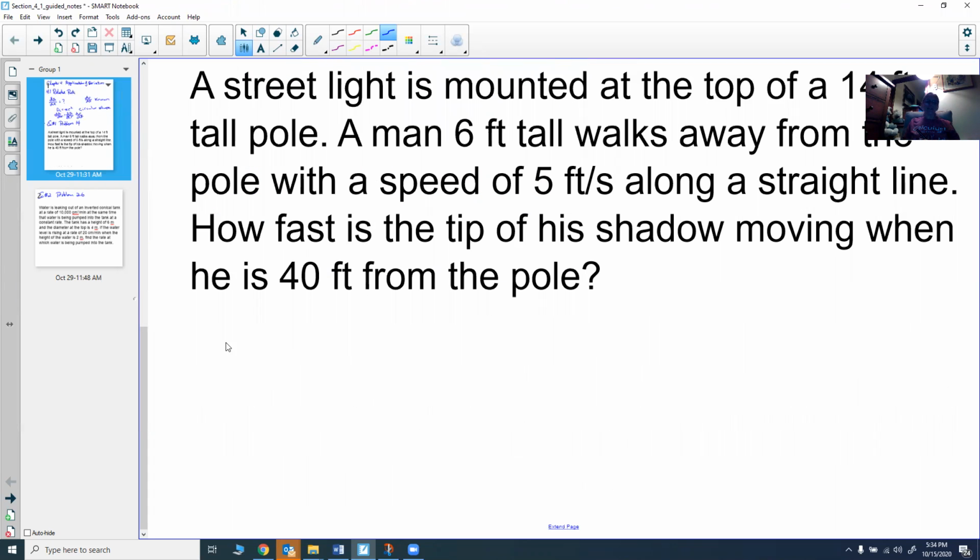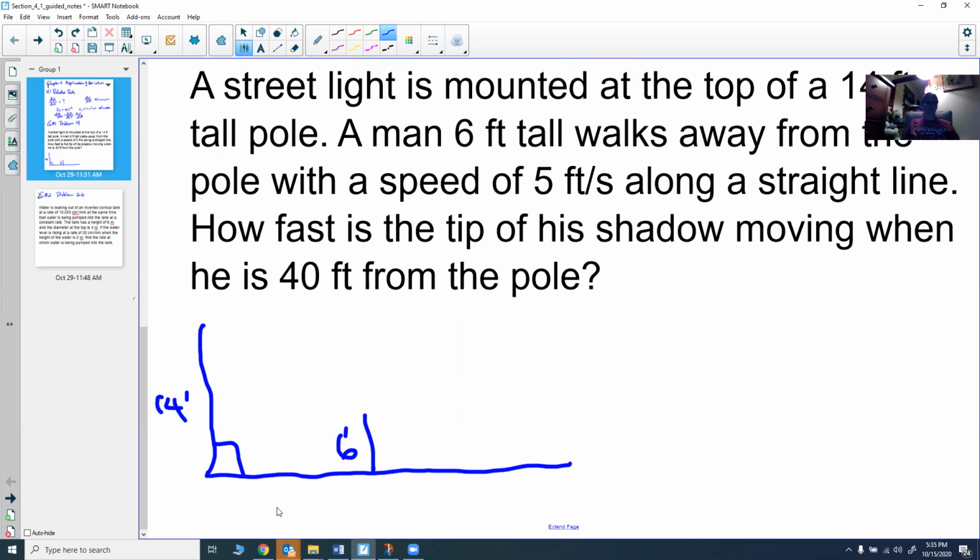So that's a lot of words, and it would be very helpful to draw a picture. I think pictures are very useful here. First off, I have a pole, so here's my light source. And then I have a man over here, and he's walking along the street. I'm assuming, and this is an assumption, that we have a level street. They didn't say that, but we're going to make that assumption. We know the height of this pole is 14 feet, and the person is 6 feet.